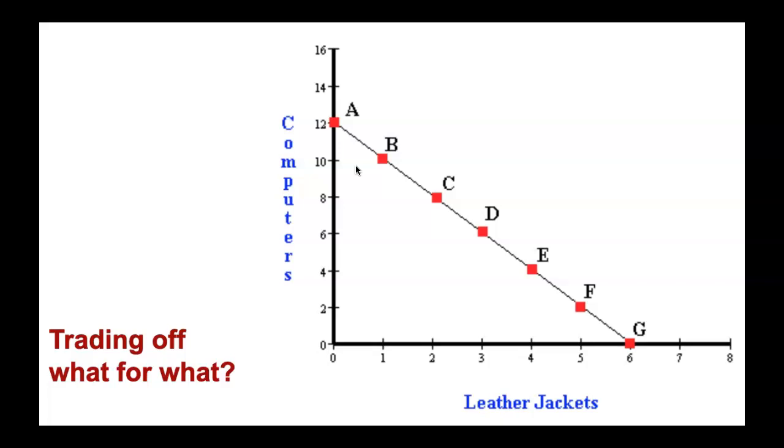If we move from point B to point E, what is traded off for what? If we move from point D to point G, what is being traded off for what? And if we move from G to A, what is being traded off for what?